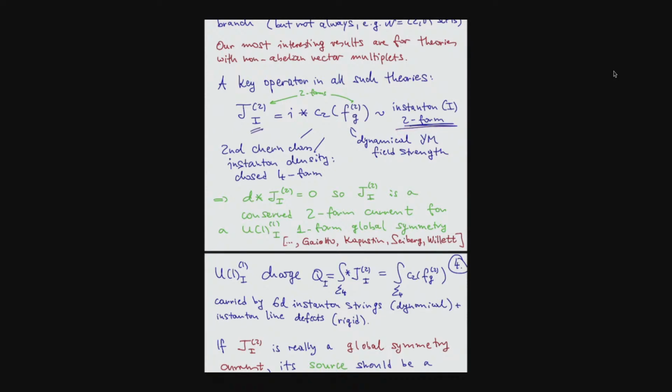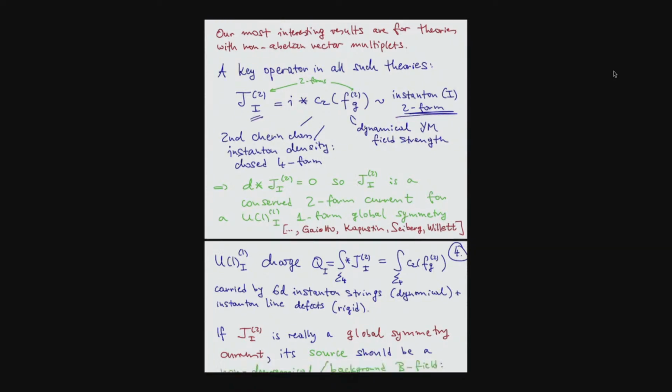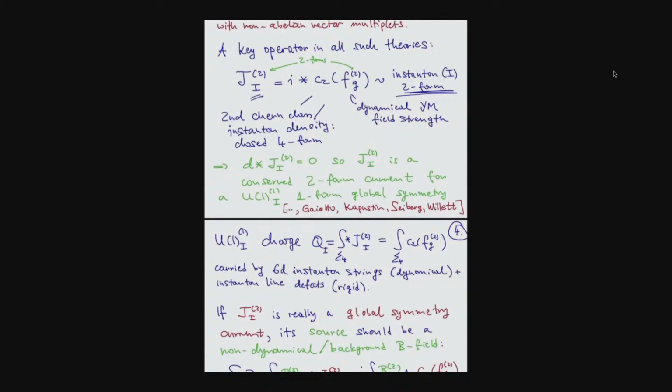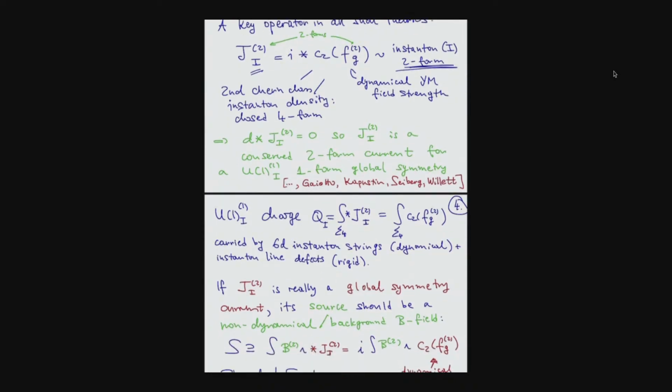And because it's conserved, it's a current, right? The star of a closed form is always a conserved form. So this J sub I, this instanton density, is a conserved 2-form current in 6 dimensions. And therefore, you can integrate it to make a U(1) 1-form symmetry in 6 dimensions. And this is a continuous 1-form symmetry because it came from a local conserved current. I'll call this the instanton 1-form symmetry. So this symmetry is present in all 6D gauge theories, very similarly to how the monopole symmetry is present in lower dimensional abelian theories.